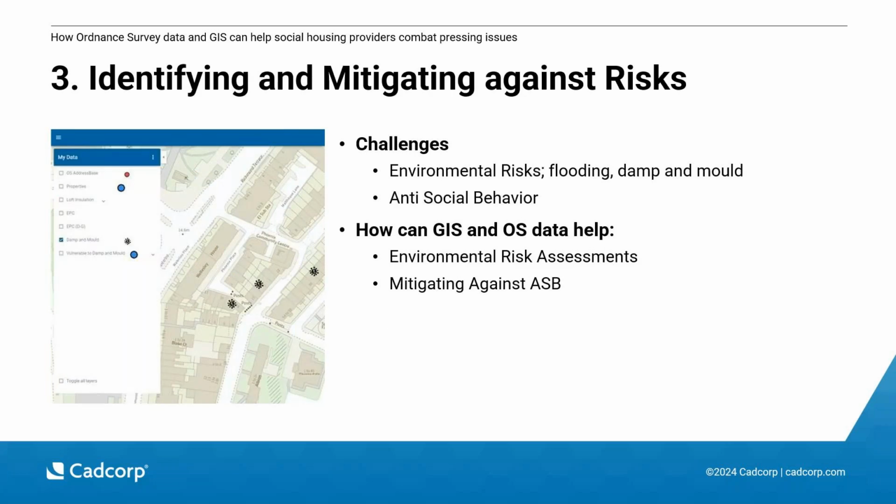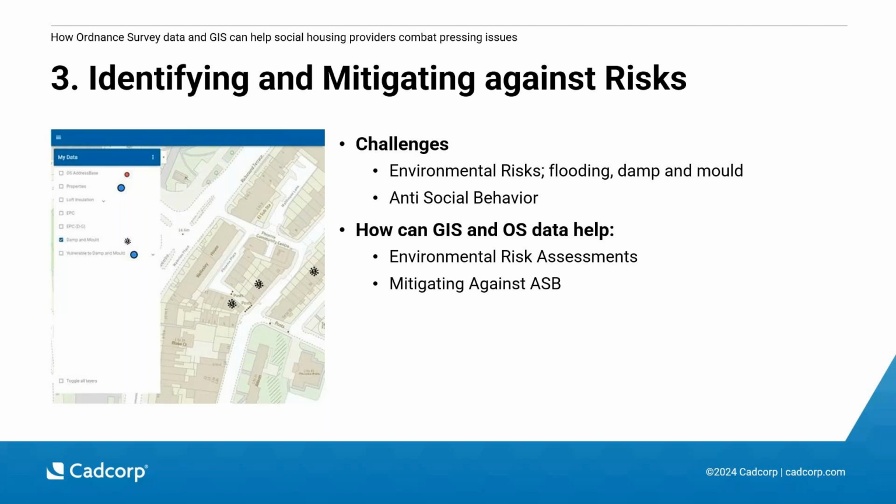So you will have heard on the news recently that environmental risks such as flooding or damp and mold can create major risks to properties and tenant safety. Assessing vulnerabilities and planning mitigation strategies requires detailed location data. And at the same time, antisocial behaviour such as graffiti and fly tipping can disrupt communities and damage properties in a similar way. So understanding the spatial distribution of such incidents and taking preventative measures is crucial.